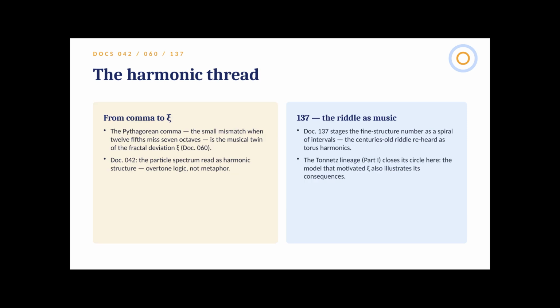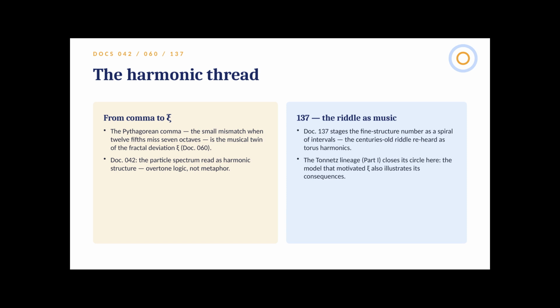Slide 59. And here the music returns, full circle. The Pythagorean comma, that small mismatch you hit when 12 perfect fifths don't quite equal 7 octaves, is the musical twin of the fractal deviation Greek ξ. Document 42 reads the particle spectrum as harmonic structure, literally, and not just as a metaphor. Document 137 stages the fine structure number 137 as a spiral of intervals, that centuries-old riddle, reheard as torus harmonics.